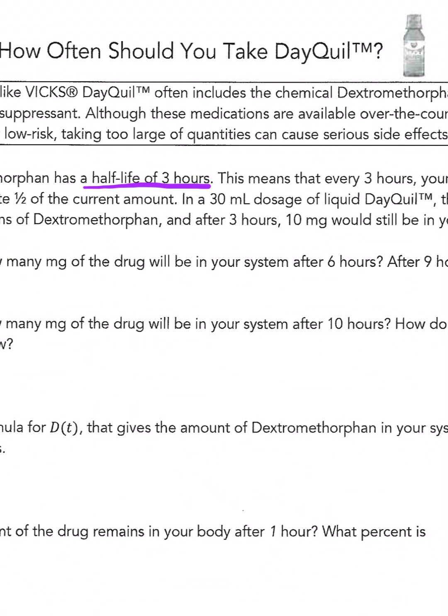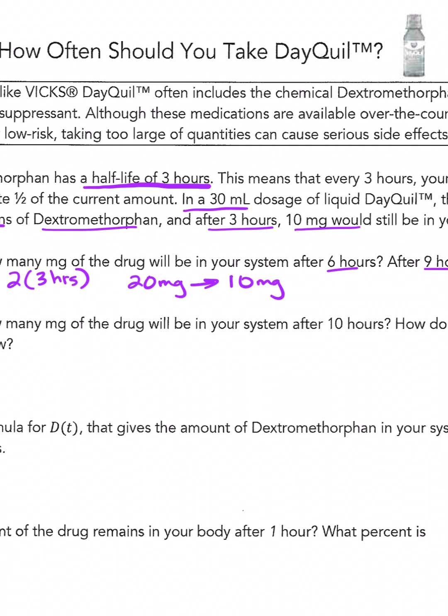All right, so it says in a 30 milliliter dosage of liquid Dayquil, there's 20 milligrams of dextromethorphan, and after 3 hours, 10 milligrams would still be in your system. How many milligrams after 6 hours, after 9 hours? Well, think about it. 6 hours is effectively two 3-hour chunks. So we're going to go from 20 milligrams to 10 milligrams, and from 10 milligrams to 5 milligrams. In other words, we've got 2 of these 3-hour chunks, okay?